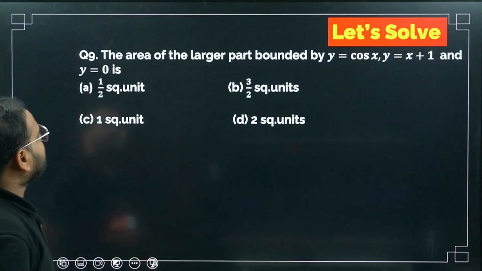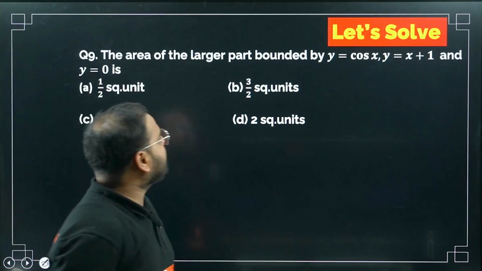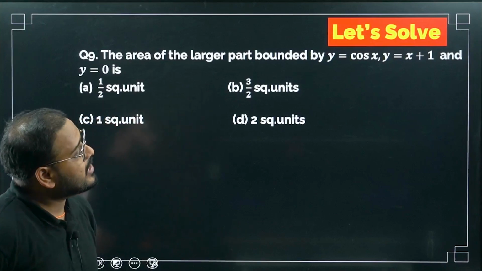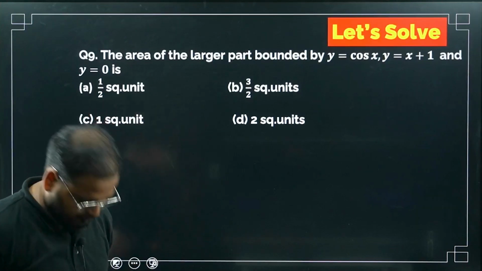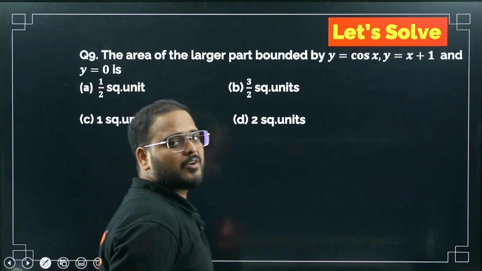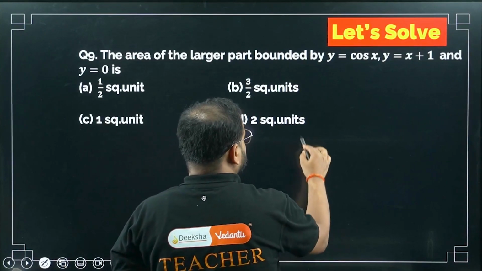Yes. Question number 9. The area of the larger part bounded by y equals cos x, y equals x plus 1 and y equals 0. Draw the graph. How many graphs are there? So 2 straight lines and 1 cos x graph. Let's draw the cos x graph first.